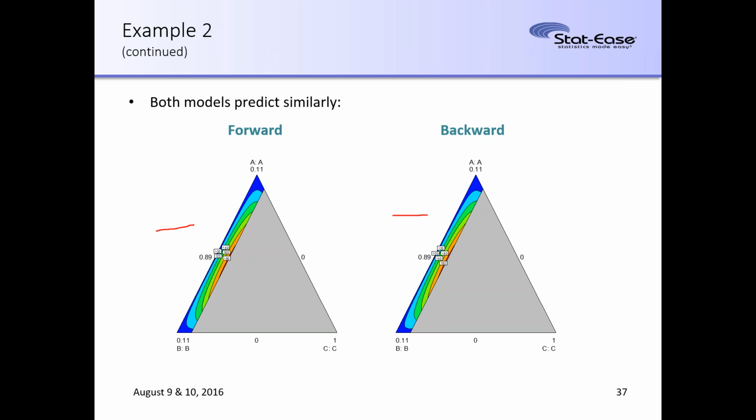If you do the optimization here, you'll see that the maximum and the minimums occur at very similar locations in the design space. So this is an example where forward and backward give different models, but they predict similarly.